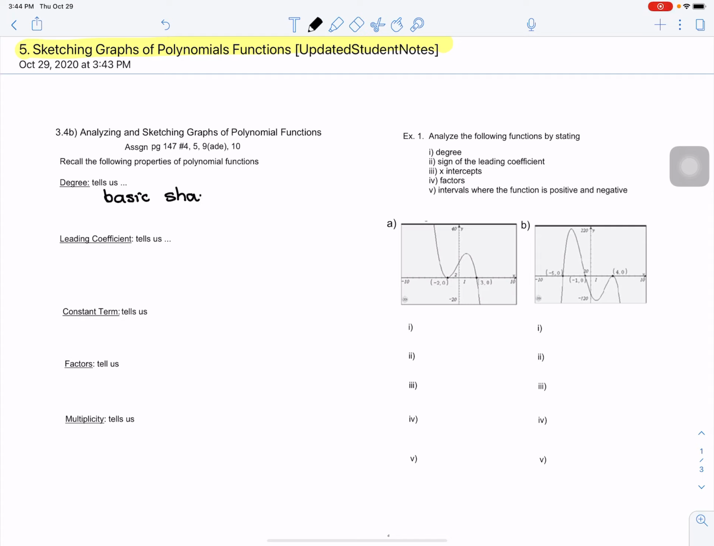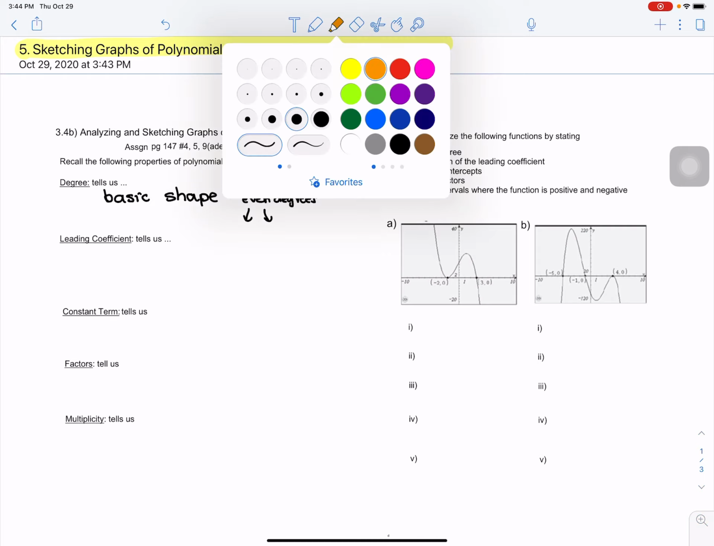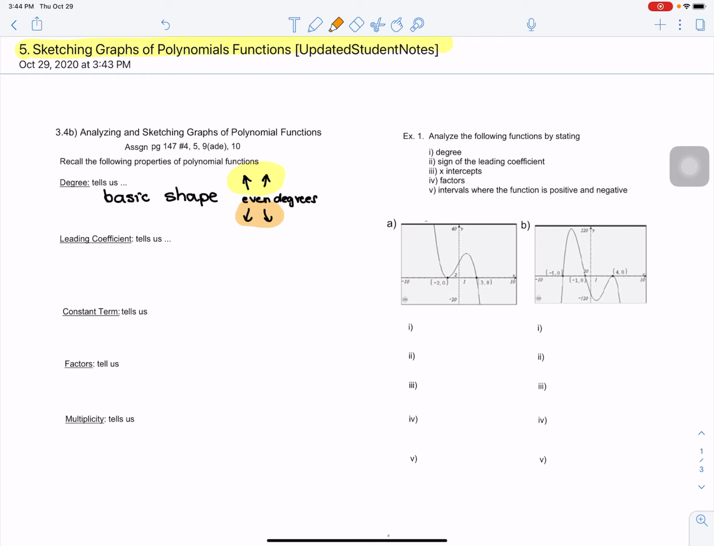We talked about whether the graph is going to have an up-up pattern or a down-down pattern. This is sort of even degrees. So they're either going to be both up or both down, and then a funky smile in between or a funky frown in between. I know that odd degrees are going to have an up-down pattern or a down-up pattern.